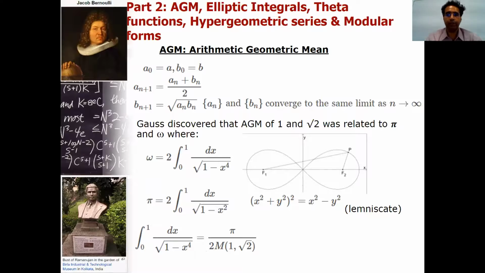For the teaser video, these are all the contents, and this is the end of the teaser video. In the longer video, we will be covering the mathematical prerequisites of arithmetic-geometric mean, elliptic integrals, theta functions, hypergeometric series, and modular forms, and then modular equations, and then the formulae for pi, which Ramanujan derived.